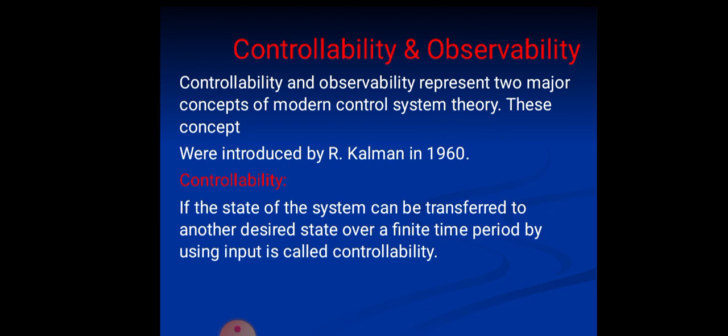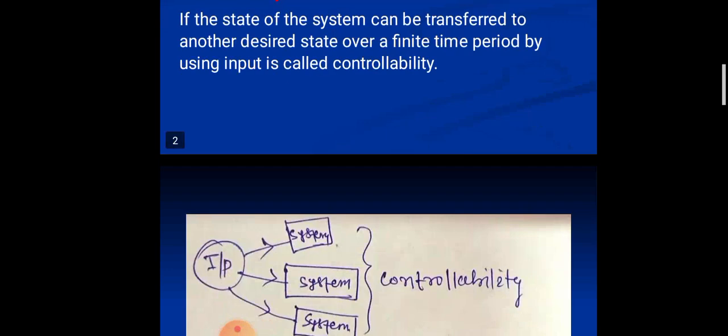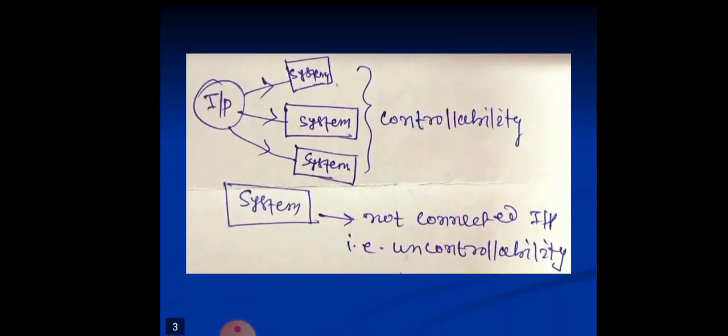First, controllability. If the state of the system can be transferred to another desired state over a finite time period by using input, it is called controllability. For example, inputs are connected here. Inputs are connected to three systems, that is called controllability. The fourth system, not connected to input, is called uncontrollability.